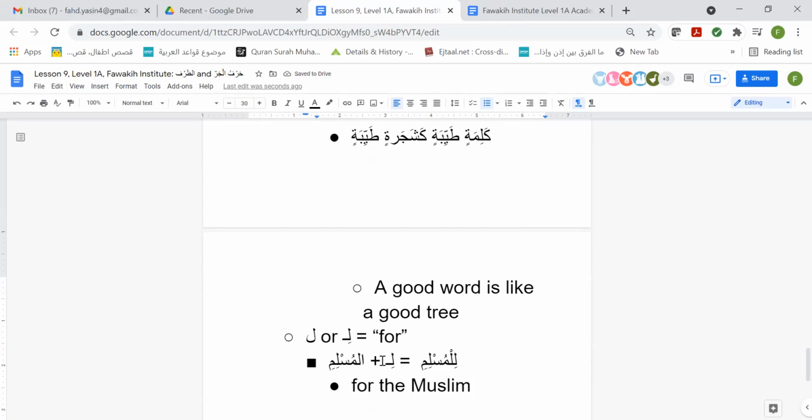Notice that again, lam makes the following word have a kasra. That's why there's a kasra here. Notice that the lam here is by itself, therefore we have to attach it to the word. But notice that we don't write this. This is important to note, right? This is also in the video. We don't write this.